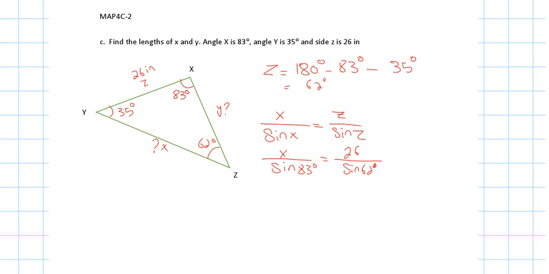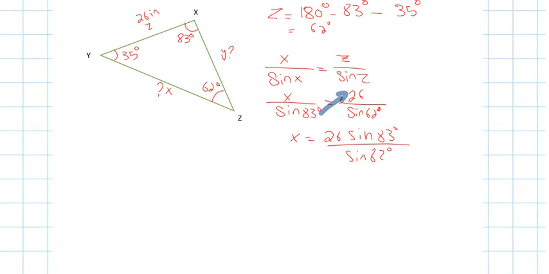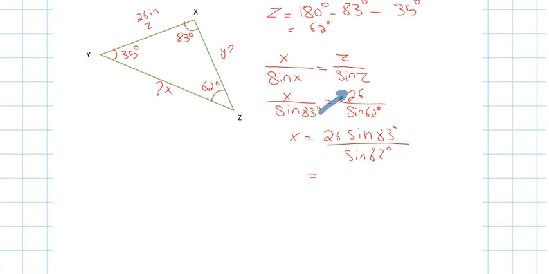So again, this is where you do the cross multiplication or half cross multiplication, and you're going to end up with x equal 26 times sine 83 over sine 62. So what do you get for this? 29.2 inches.